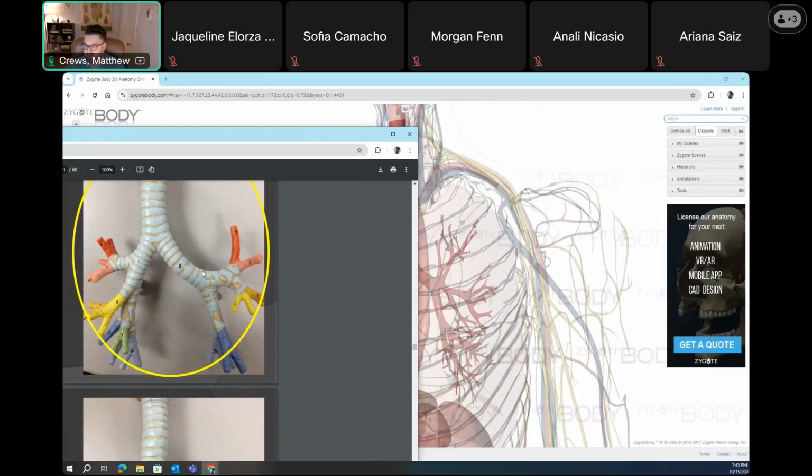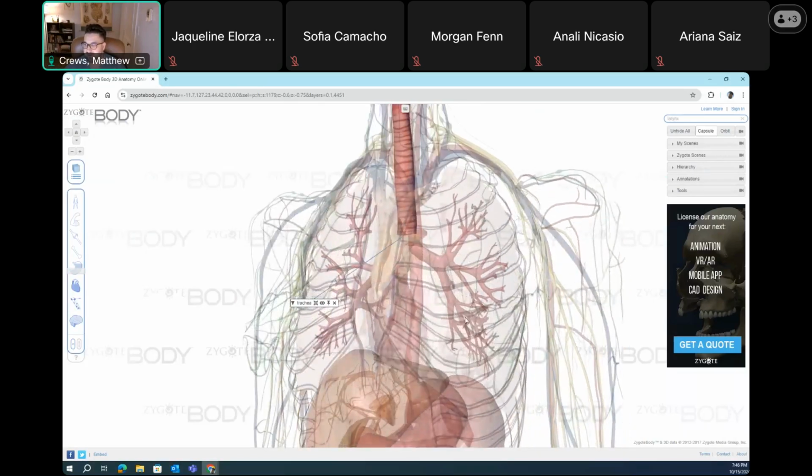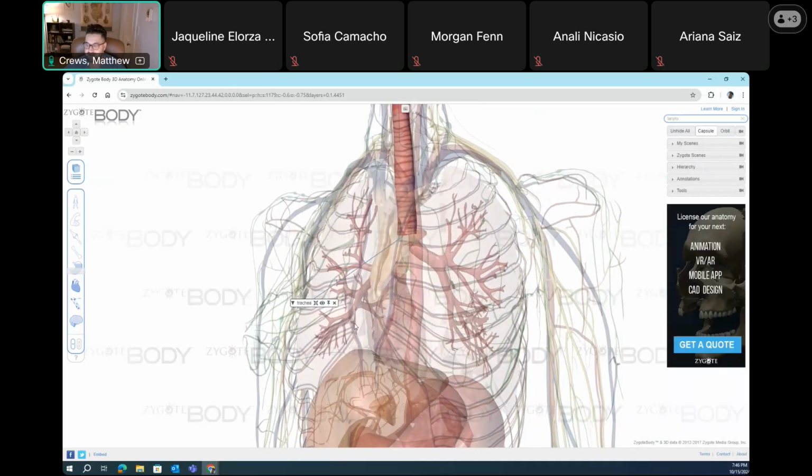So you can kind of see right here, you've got 1, 2, 3, 4, 5, 6, 7. And all of these are primary bronchus, secondary bronchus, tertiary bronchus. And then from there, we're going to subdivide out into bronchioles. So anything smaller than a tertiary bronchus is a bronchiole. Okay. And there are 20 tertiary bronchi.